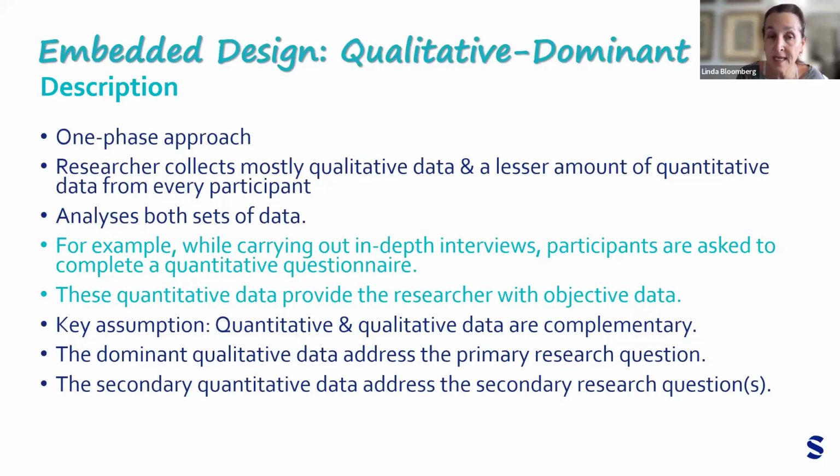The key assumption, again, is that quantitative and qualitative data are complementary. The dominant qualitative data addresses the primary research questions, and the secondary quantitative data addresses the secondary research questions. So you see the difference in focus in the embedded design, whether one is choosing the qualitative dominant or the quantitative dominant. The researcher has a different focus for a specific reason. Remember, you're not just going to go and choose one of these without having a reason for doing so. So there has to be a clear rationale for why you're doing the embedded design and why you're choosing what you're choosing to be primary, either qualitative or quantitative.